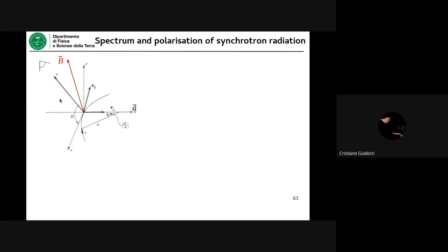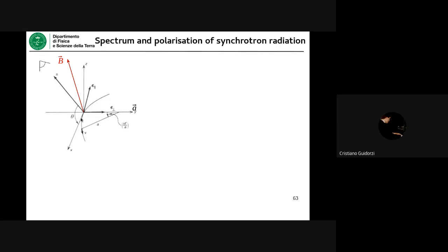This is the moment at which essentially we get the peak of the radiation emitted by the electron through synchrotron radiation. So if you remember this angle, which is the theta angle, the angle between the direction of observation and the velocity of the electron, here it is shown as a relatively large angle.